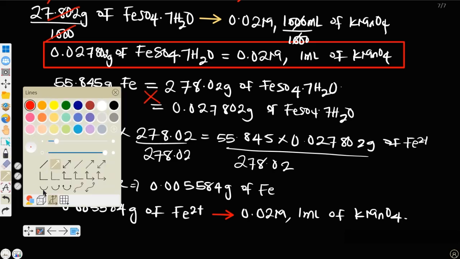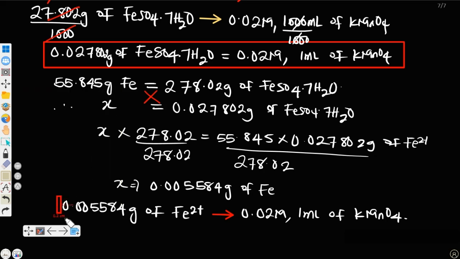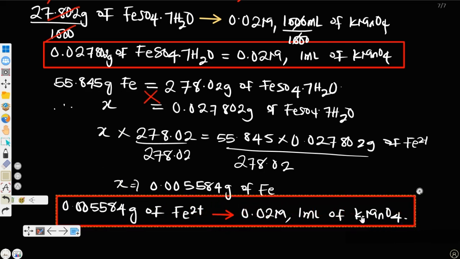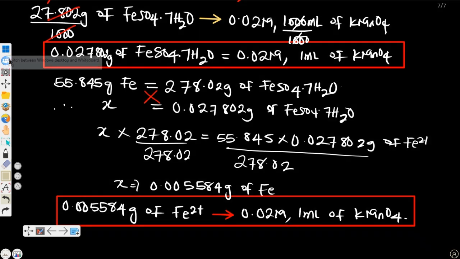Now the interpretation of this is that 0.005584 gram of iron reacts with 1 mil of what? KMnO4. Do you understand that? So if they give you a particular mil of KMnO4 from the titration, you'll be able to calculate the amount of iron that will react with that, right? By just cross multiplying. Now, let us go back to our table.